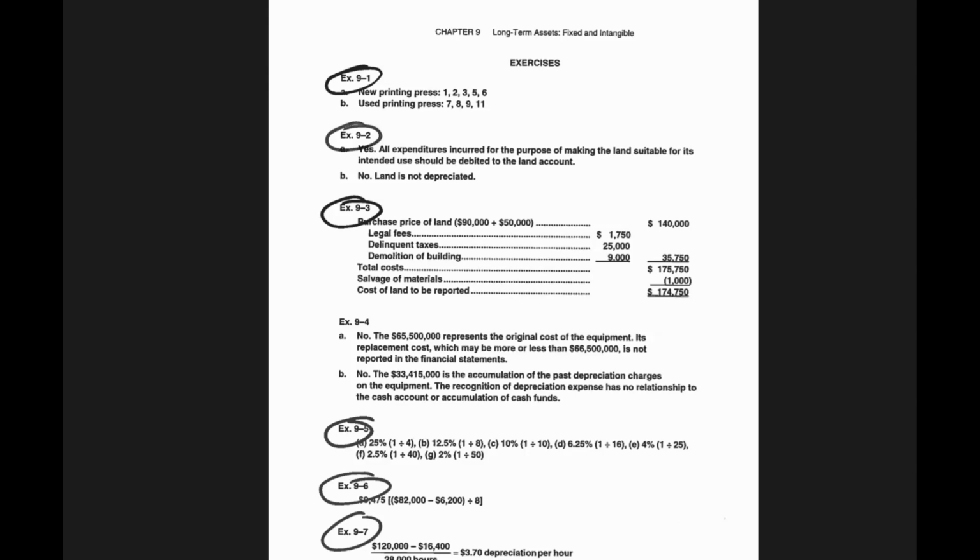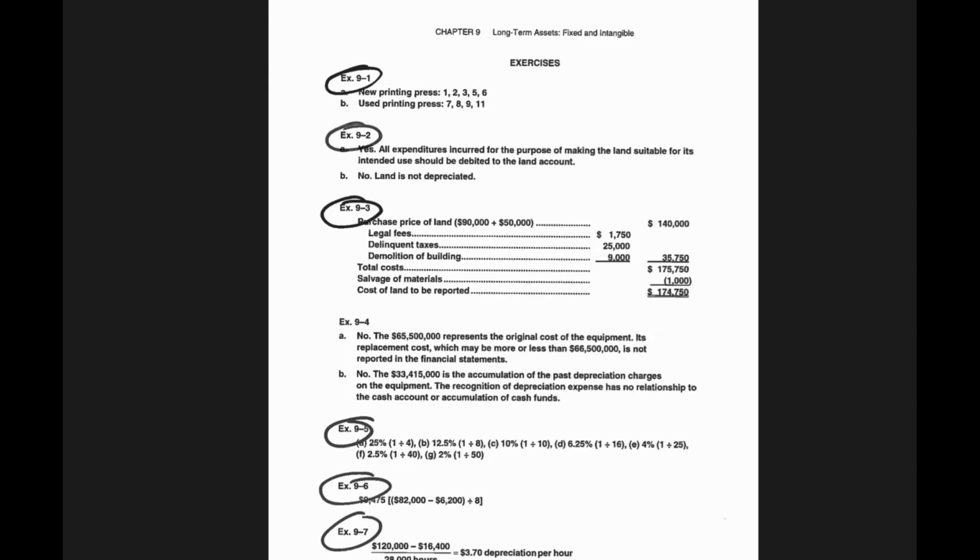Letter A is, do these costs incurred acquiring a new printing press, should they be debited to the asset account? And letter B is, should they be debited for the used printing press? So let's look at the first 1 through 6. That's with the new. And what we're looking at here is, are there any costs that really should be expensed versus capitalized or debited to the asset account?